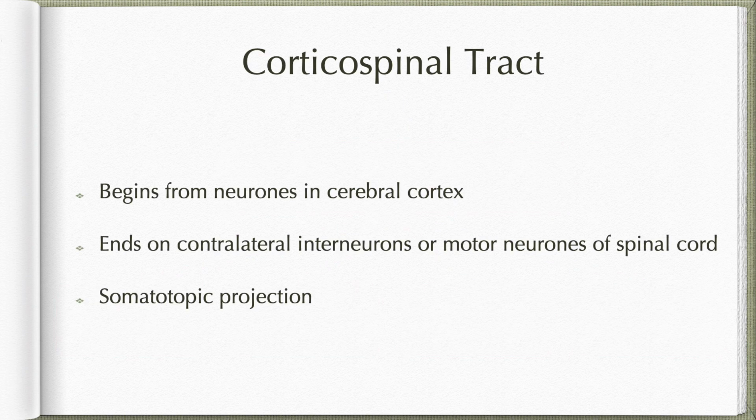Let us consider only the corticospinal tract here. Other descending tracts will be considered elsewhere. So the corticospinal tract begins from the neurons in the cerebral cortex. It ends on the contralateral interneurons or motor neurons in the spinal cord, and throughout its tract it has somatotopic projection.